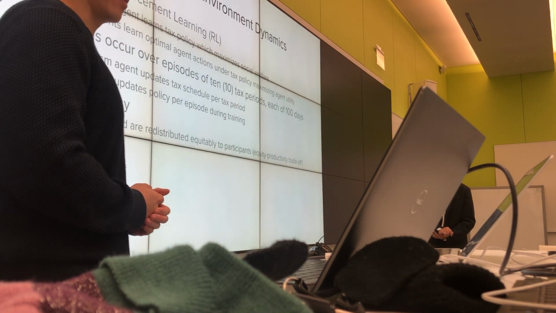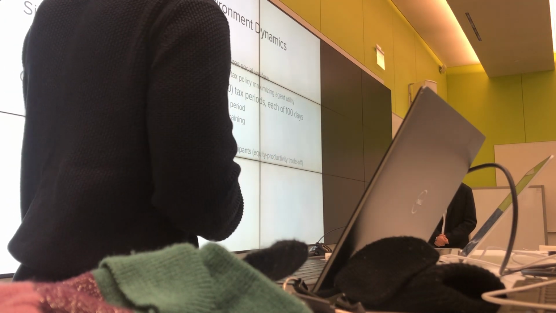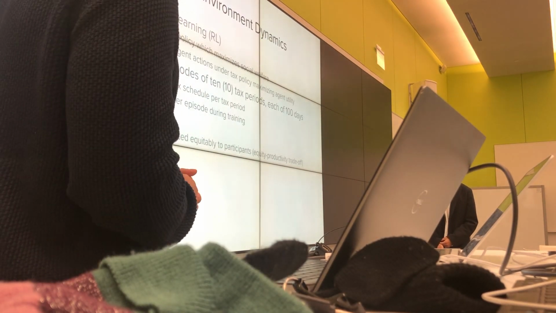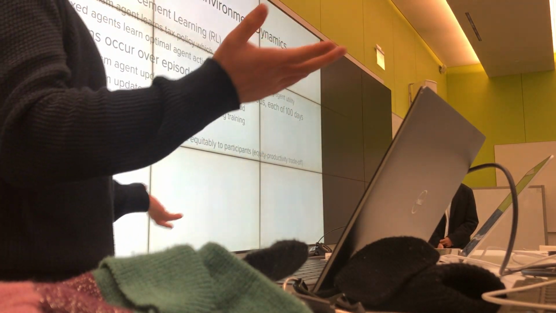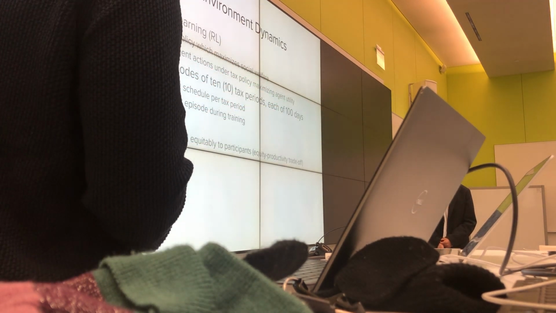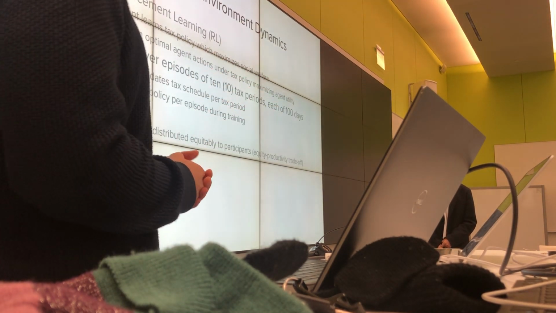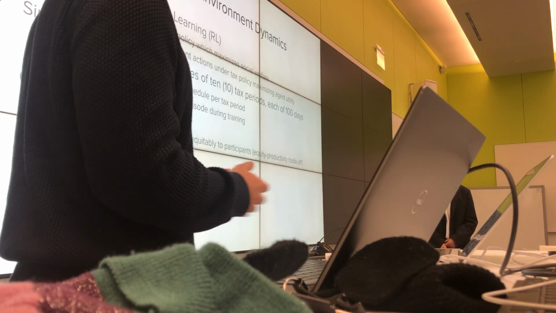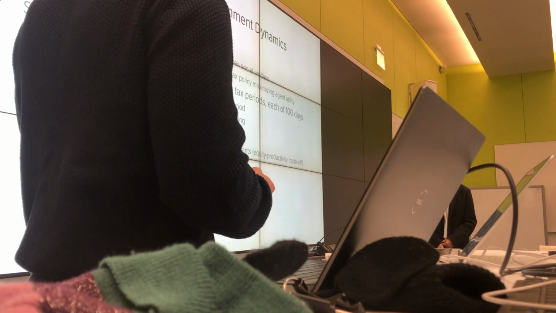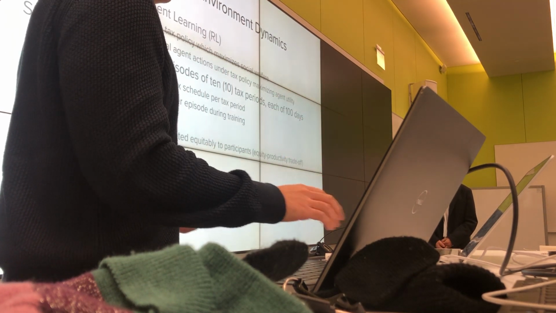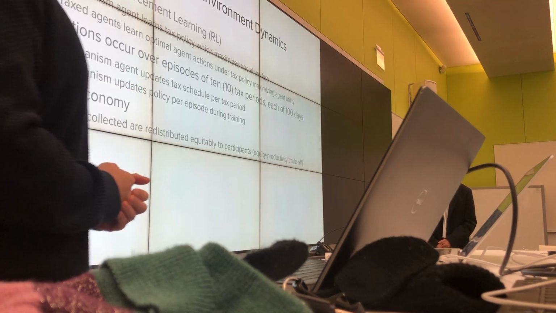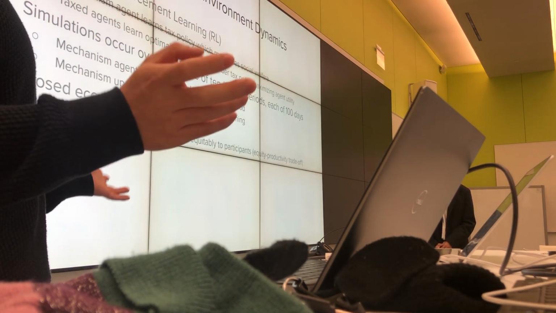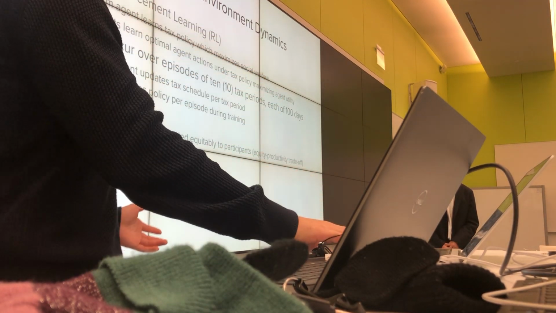And so some rough details about the actual simulation. They occur over episodes of 10 tax periods, each of 100 days. You can equate a tax period to a year in real world taxation. So per tax schedule, the mechanism agent will read the inputs to its own policy and then update whatever the tax schedule should be. Per episode, as a training detail, the mechanism updates the policy. The other thing to know is that it's a closed economy, not quite like our own, in the sense that all the taxed income is equitably redistributed, so no money ever leaves the economy.